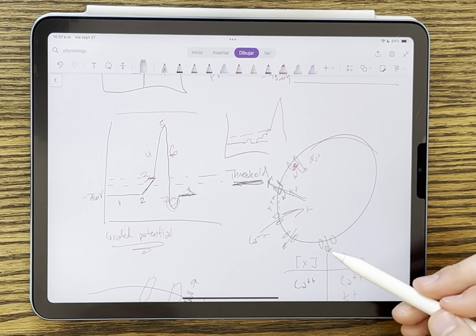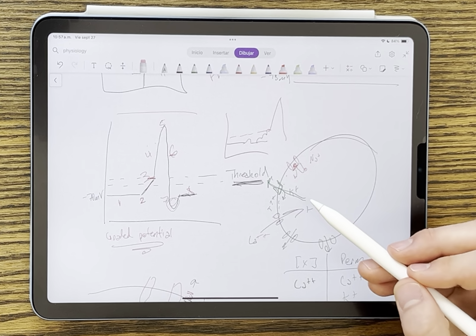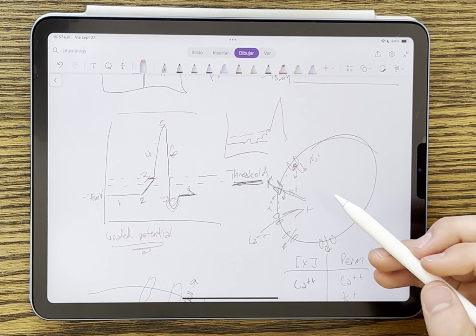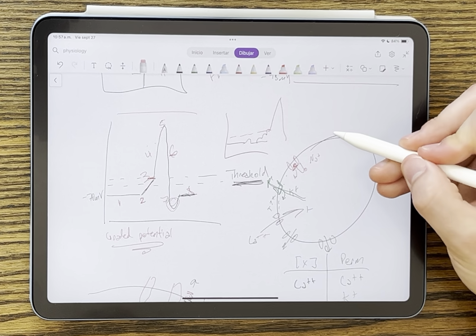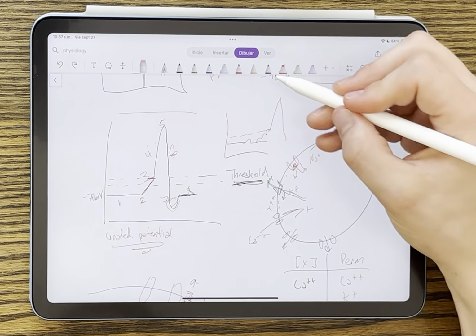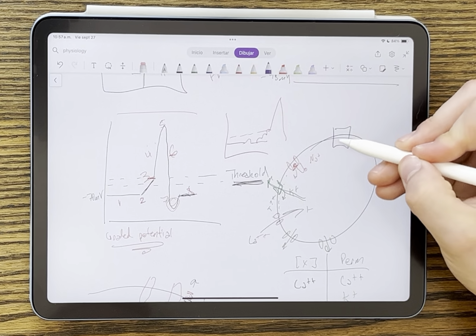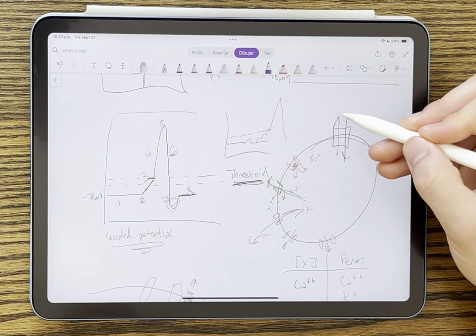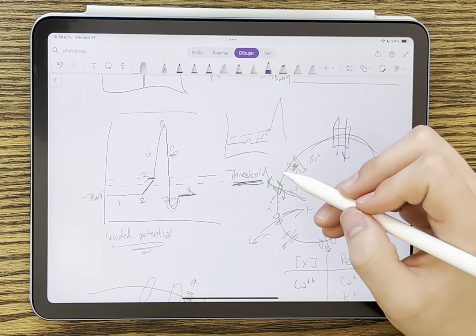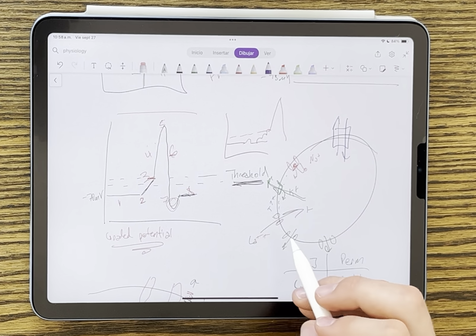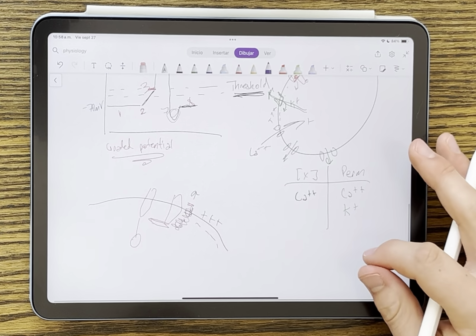So all of these channels, the leak channels, the voltage gated sodium and potassium channels, are super important here. Just to note, we always have the sodium potassium pump here. It is always pumping sodiums and potassiums in and out. Every cell in your body is always doing it. It's one of the biggest metabolic processes in our bodies.